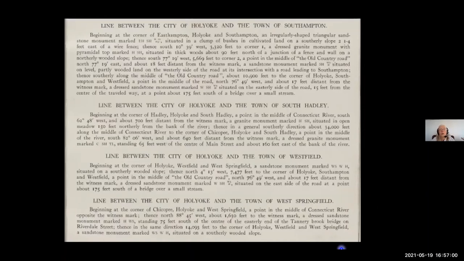It's also going to tell you what those lines are between each city or town. Okay, if we want to find the boundary line between Holyoke and South Hadley, we're going to find the corner where Hadley, Holyoke, and South Hadley all come together, which happens to be a point in the middle of the Connecticut River.